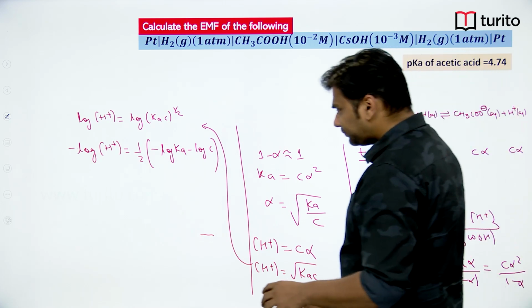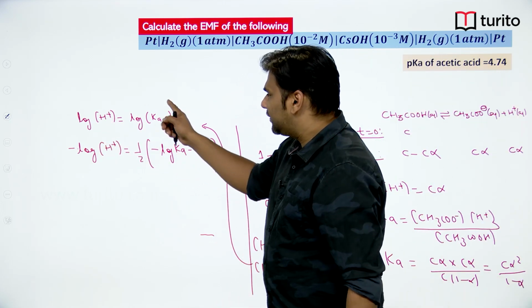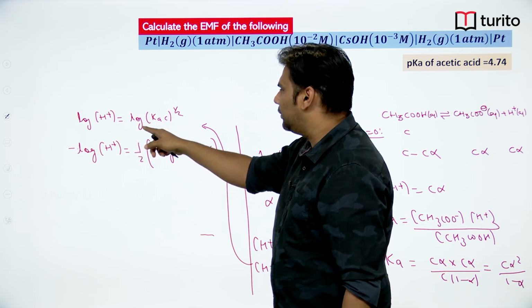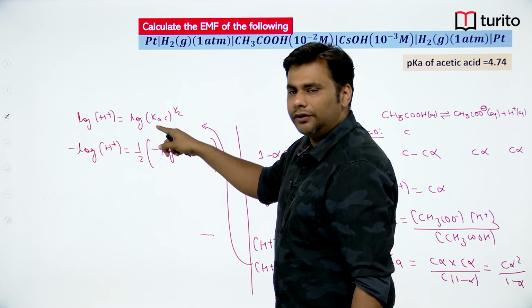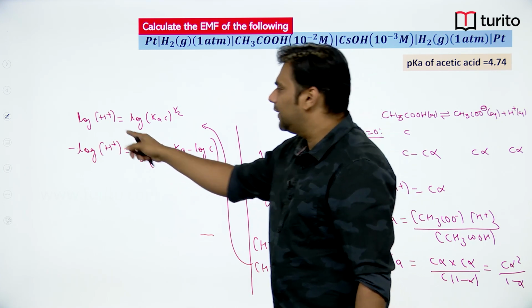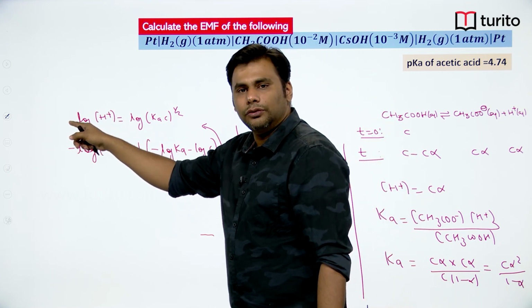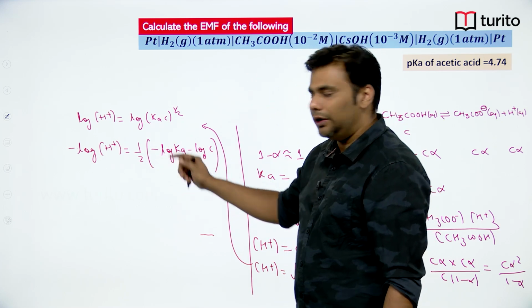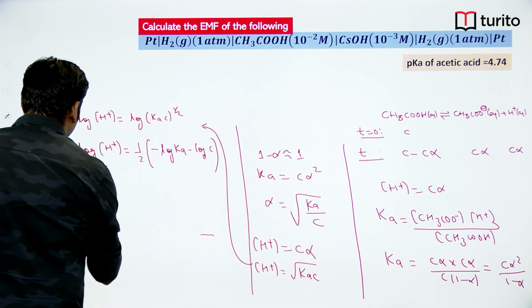So this is half. We'll take it just outside because this is a log. So this is log of x into y, which is log of x plus log y. Now we have taken minus sign on both the sides. So minus log of H plus will be equal to minus log of K minus log of C into half. So this is basically your pH.